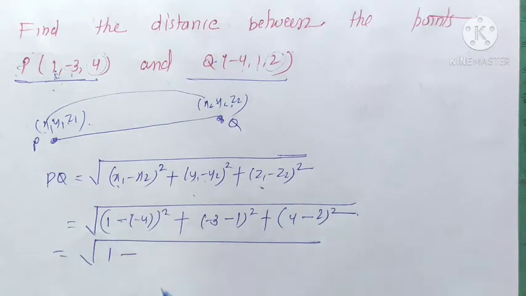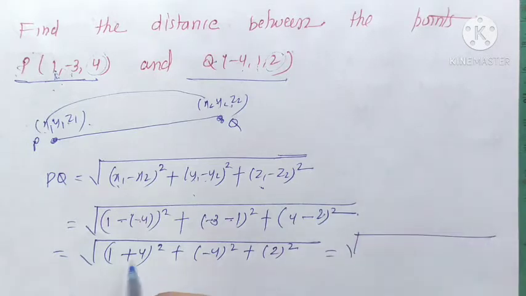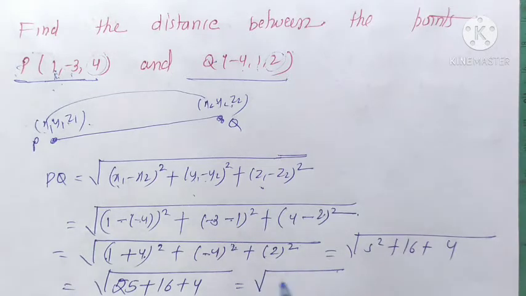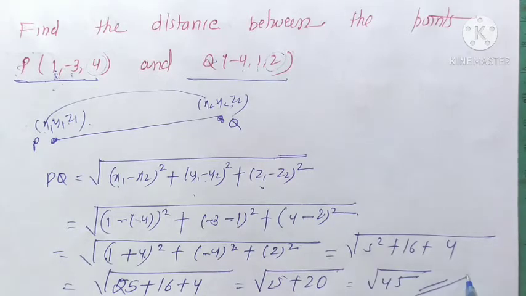So 1, this minus and this minus, finally it becomes 4, minus 3 and minus 1, minus 4 whole square, and here 4 minus 2, 2 square, 4 and 1, 5 square. So minus 4 square, finally it becomes plus, and 4 square is 16, and 2 square is 4, so 5 square is 25, 16 plus 4, and finally it becomes 25 plus 20, 45. It's our value.